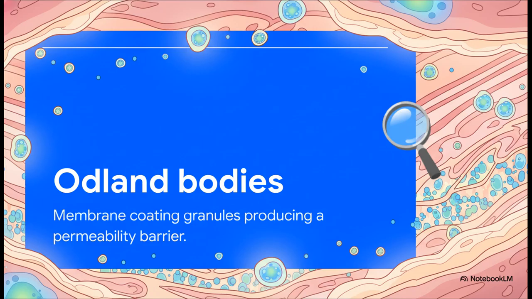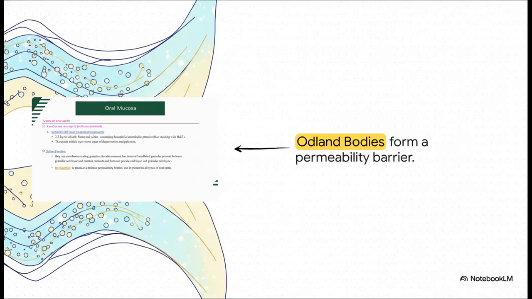Now here is a crucial concept for you. Odland bodies. You'll find these in all types of oral epithelium. They're also known as membrane-coating granules, or keratinosomes, and they hang out right between the granular and cornified layers. Their main job? Producing a critical defense permeability barrier. They're positioned perfectly right in that transition zone. From that exact spot, these granules are ready to deploy their protective materials straight across the intercellular spaces to do their job. It's a highly localized defense system.